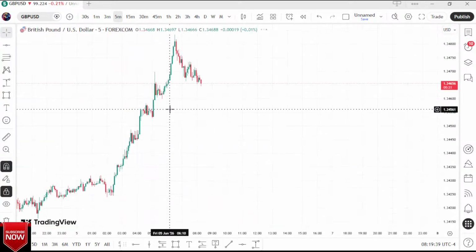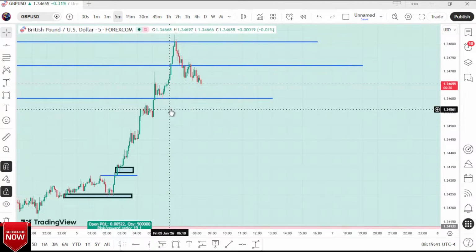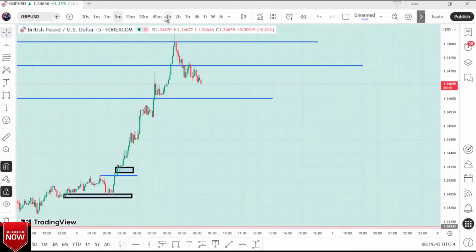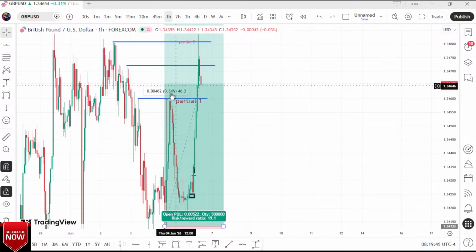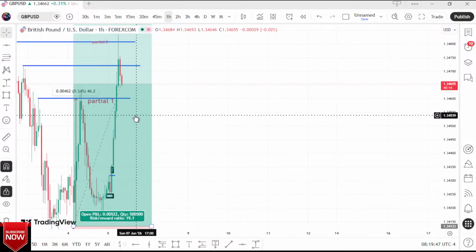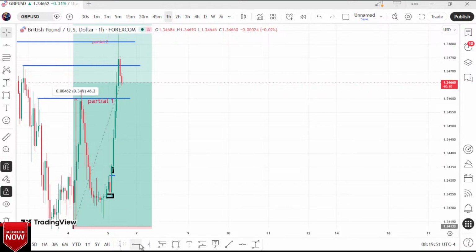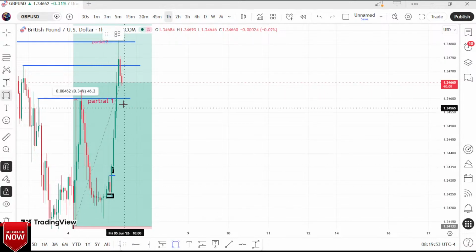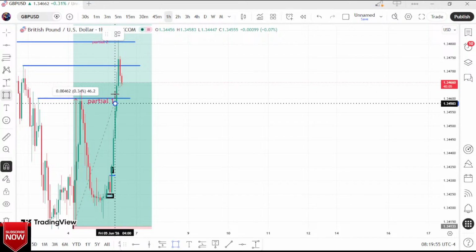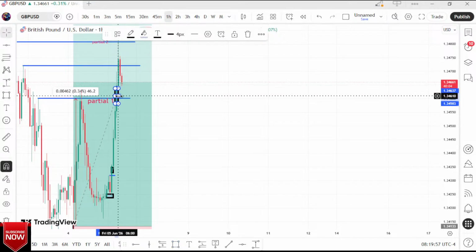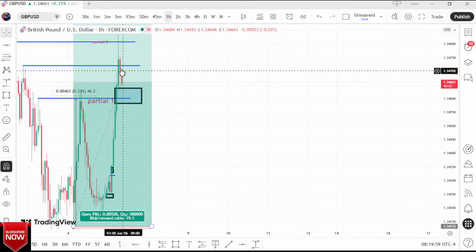Let's confirm if we have a reversal here. Checking the hourly. The hourly, you see, it's also retracing to a fair value gap in the hourly. So let's mark that hourly fair value gap. This is an hourly fair value gap. So price is actually going down to that fair value gap.